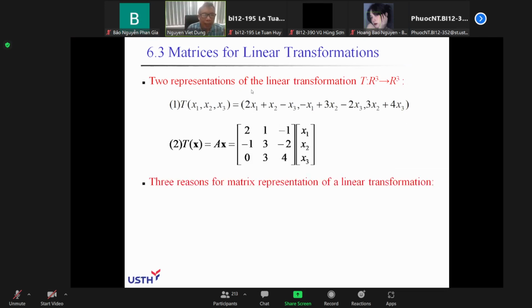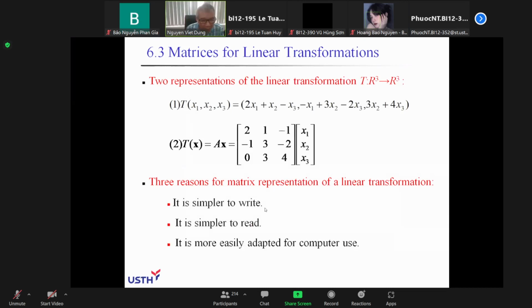So why do we need that? The formula is enough. However, why do we need the matrix form of a linear transformation T? We have three reasons for that. The first one, it is simpler to write because usually we write only this part. We do not write that part. The second one is it is simpler to read because we read Tx equals Ax, not the coefficients here. But the most important thing is it is more easily adapted for computer use. That is, we can input it into the computer by looking at the matrix here like an array of data or something like that. Because of that, today we study what we call the matrix of any linear transformation.